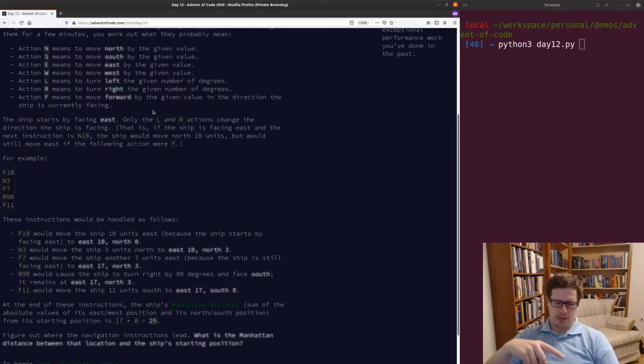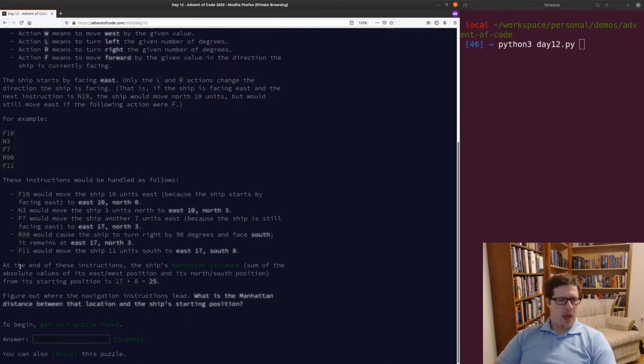So we're facing east, and we turn left, which means we're now facing north. If we're facing east and we turn right, we're now facing south. Okay, makes sense. At the end of these instructions, the ship's Manhattan distance, the sum of the absolute values of its east-west position and its north-south position, from its starting position is 17 plus 8, which is 25.